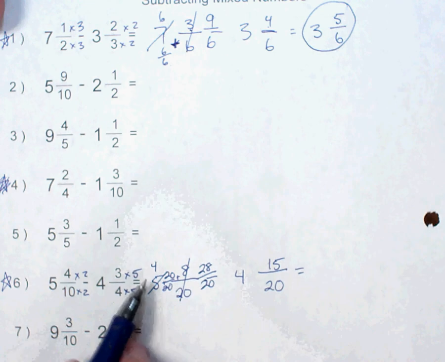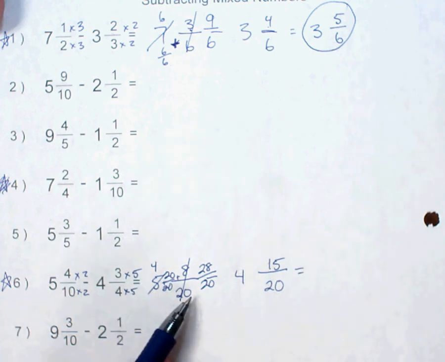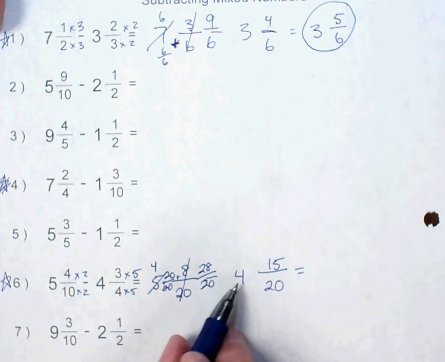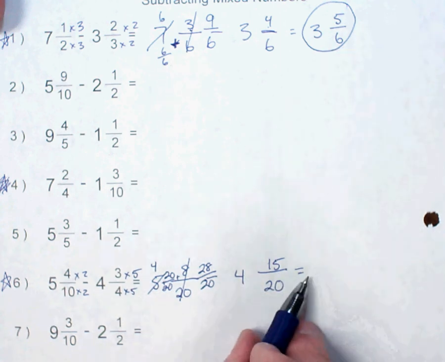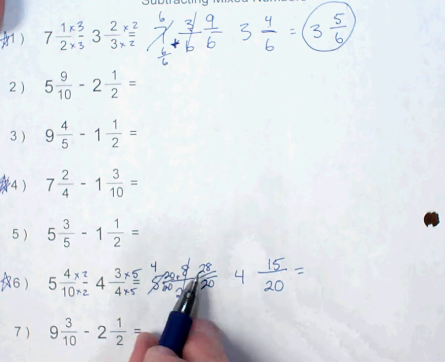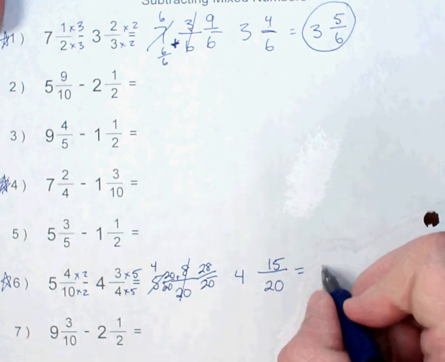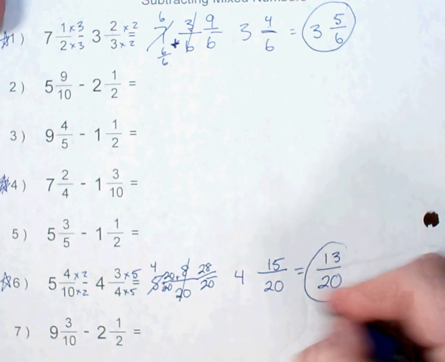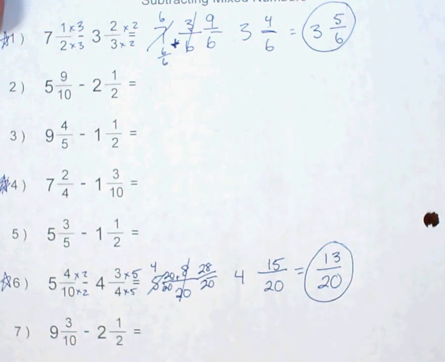So now I've got 4 and 28/20 minus 4 and 15/20. So 4 minus 4 gives me 0, so I'm just going to leave that whole number spot blank. And then 28 minus 15 is going to give me 13/20, and that's my answer, because I cannot simplify that.